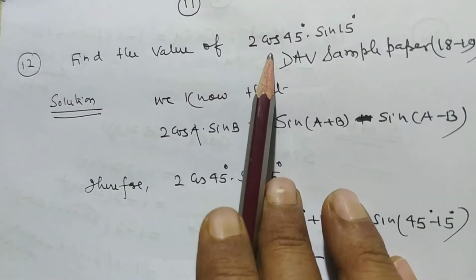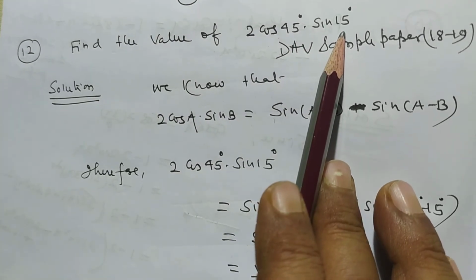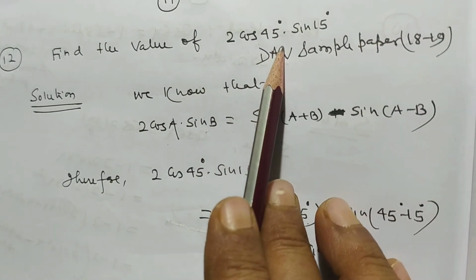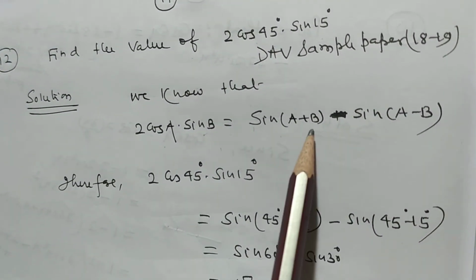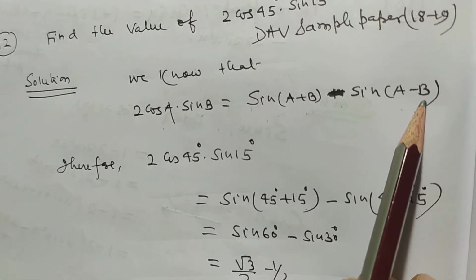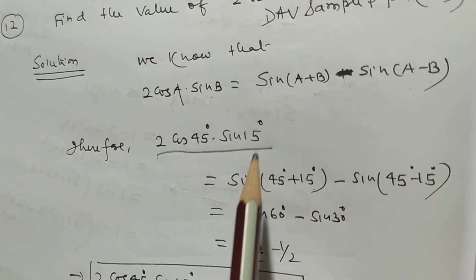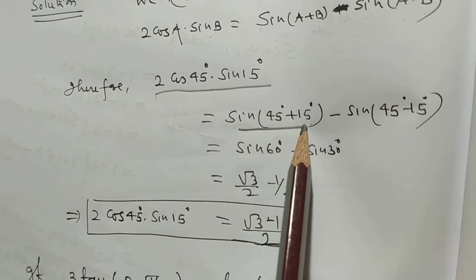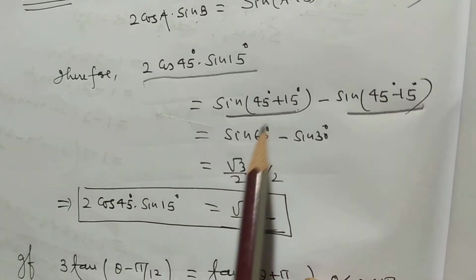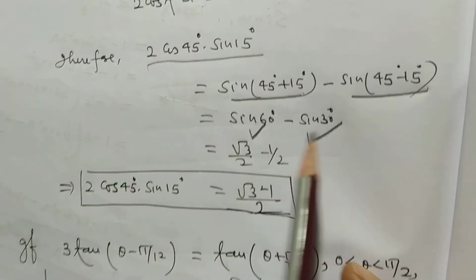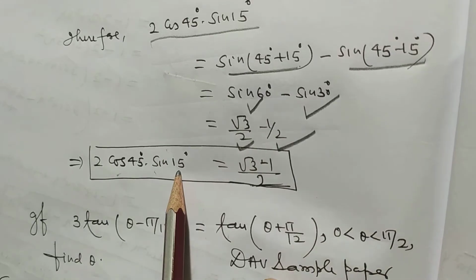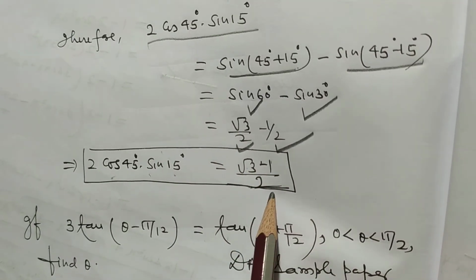Find the value of 2 sin 45 degree sin 15 degree. This is in the formula 2 cos A sin B, which is the term of product. We change it in the term of sum and difference. So sin A plus B minus sin A minus B: twice cos 45 degree sin 15 degree is equal to sin of angle 45 degree plus 15 degree minus sin of angle 45 degree minus 15 degree. It is sin 60 degree minus sin 30 degree, root 3 by 2 minus half. So twice cos 45 degree into sin 15 degree is equal to root 3 minus 1 by 2.